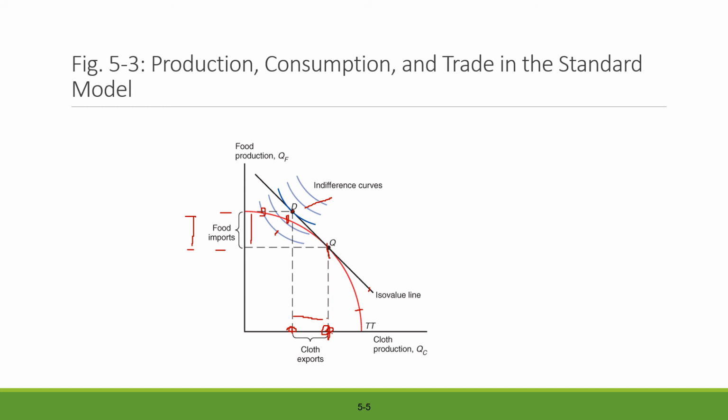Now this tells us two things. First, in order to consume excess of goods, we need to be able to export. And the second thing is that the amount of import that we can do also depends on the slope of the ISO value line. If the ISO value line has a higher slope, then we may be able to import more food for a certain amount of clothes.